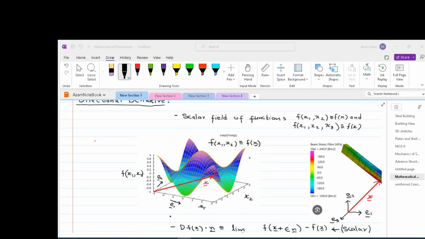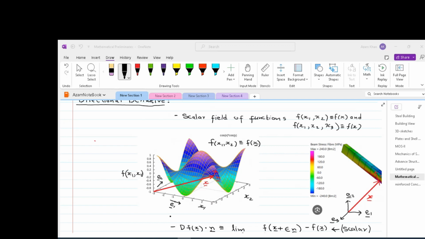It seems natural to extend this and to ask for the rate of change of the function f in an arbitrary direction in space. So imagine on the same curve or on the same surface, we have a particular point which is defined by a position vector x, and from this point we are trying to find out in which direction we will have maximum rate of change.